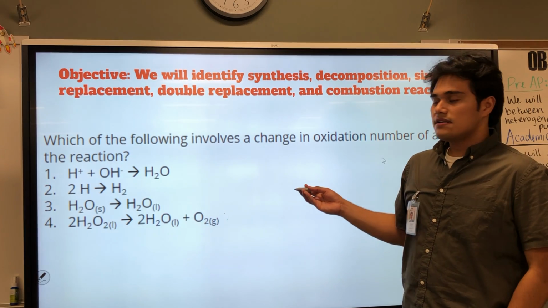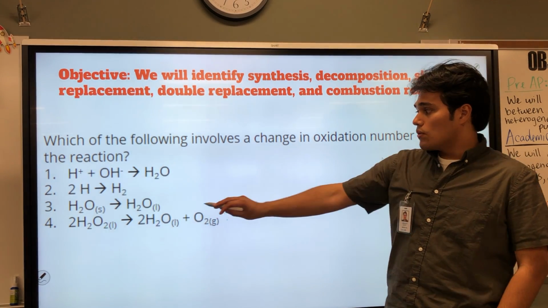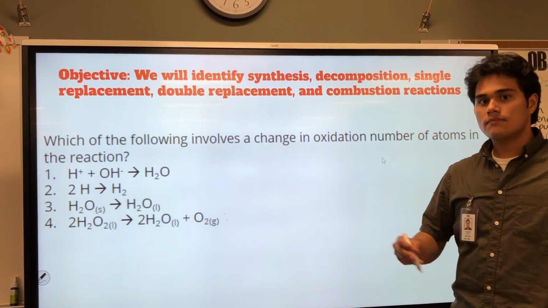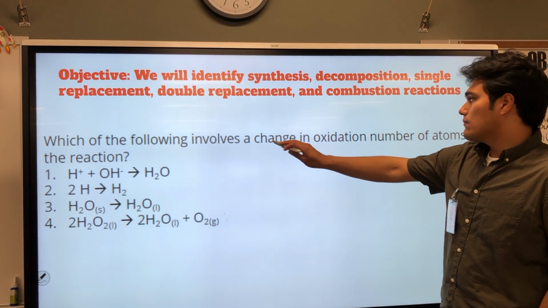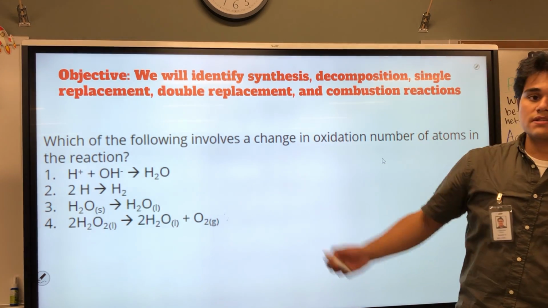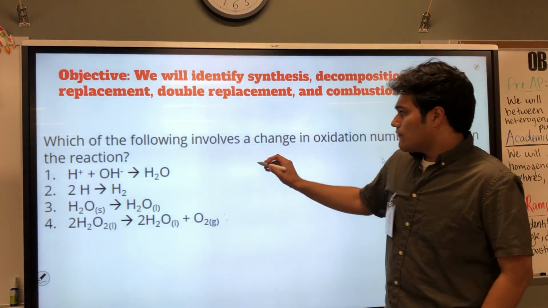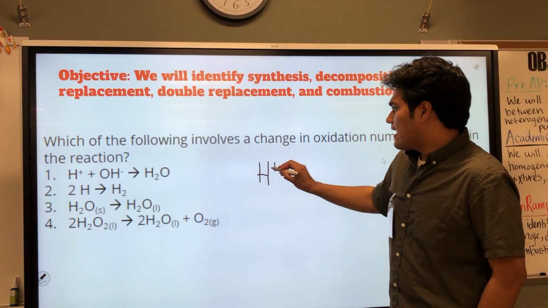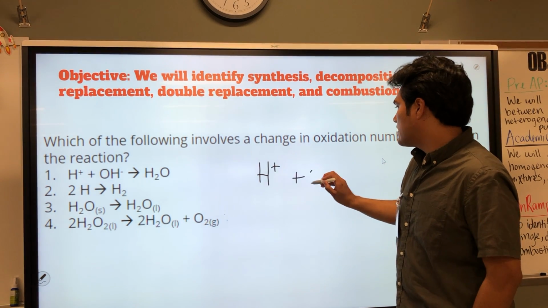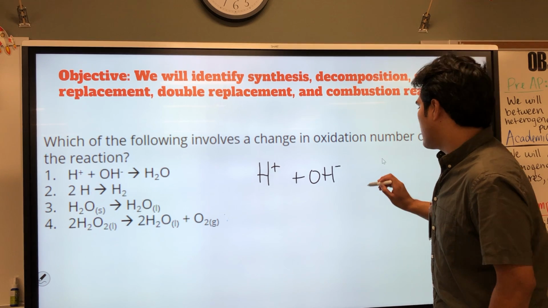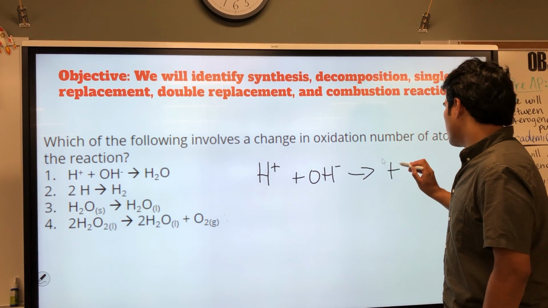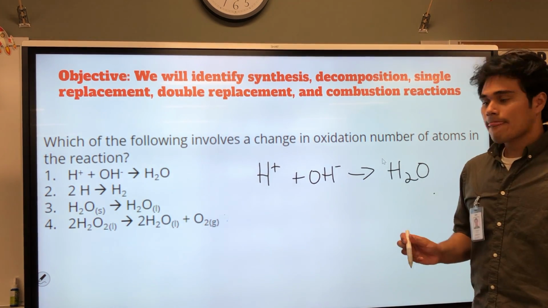We'll see if the oxidation number changes for any of these. Whichever one has an oxidation number decrease or increase will be the one that the question is asking us for. So if we start off with number one, we have a hydrogen cation plus a hydroxide anion, and then we have that giving us H2O.